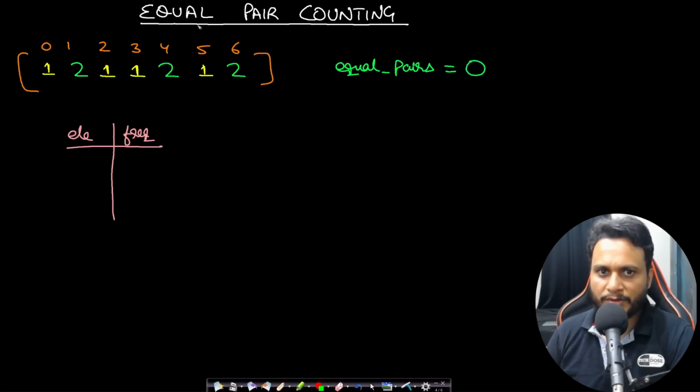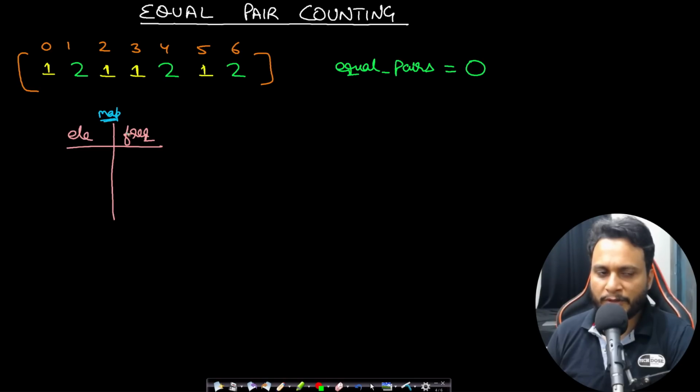Okay, once you have understood this, let's see the equal pair counting method. Well, I know that for tracking the equal pairs, counting it, I will require the frequency of each of the unique elements, and for that I can take a map.